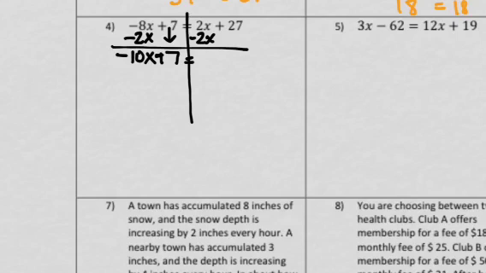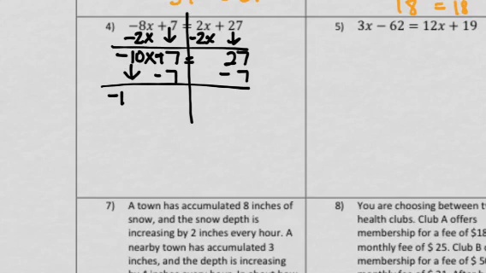And over here, the plus 27 drops down. Now I'm ready to get rid of the plus 7, so I'm going to subtract 7 from each side. The negative 10x drops down. Plus 7 minus 7 cancels. And 27 minus 7 is 20.